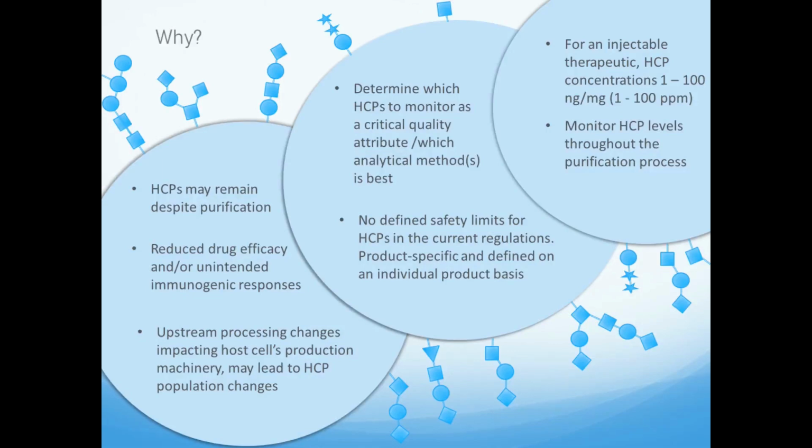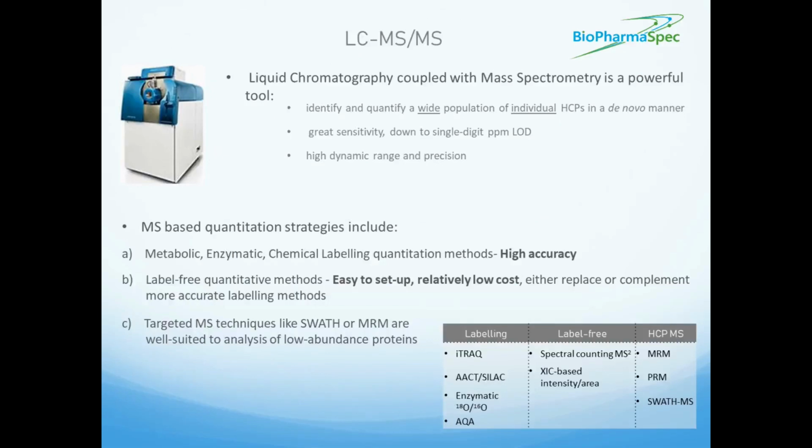Manufacturers need to determine which HCPs to monitor as a critical quality attribute and which analytical methods are best, and to be aware that safety limits are product specific and defined on an individual basis. Although it has been suggested that for injectables, levels between 1 to 100 ppm may be acceptable. And finally, it's recommended that you monitor HCP numbers throughout the purification process in order to show clearance of the impurities and better understand your control strategies, which will allow you to make improvements to minimize the levels of HCPs.